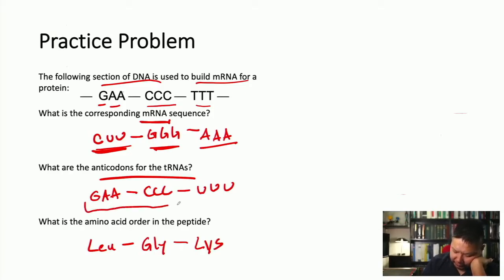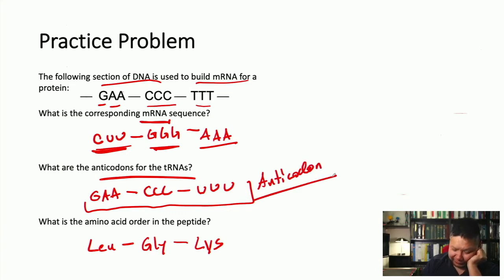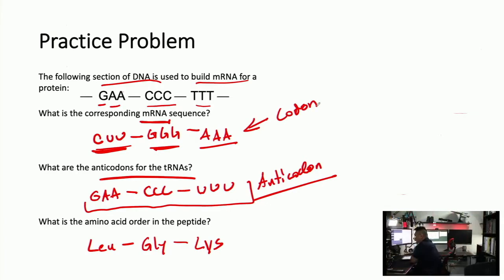People try to look up the anticodon in the codon chart, right? Remember, this is the anticodon. You're going to get completely different amino acids when you look up those letters in the codon chart. So you need this one. You need the codon chart. You have a codon chart. You need to use the codon, right?